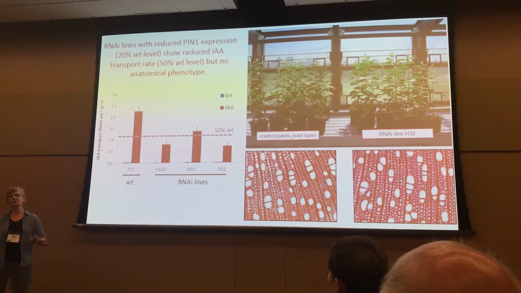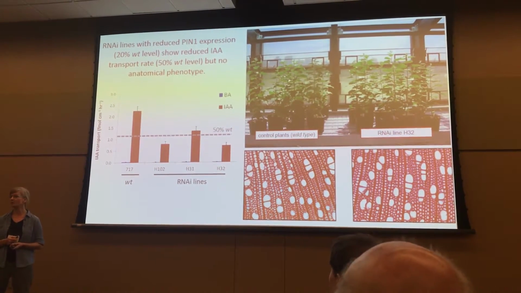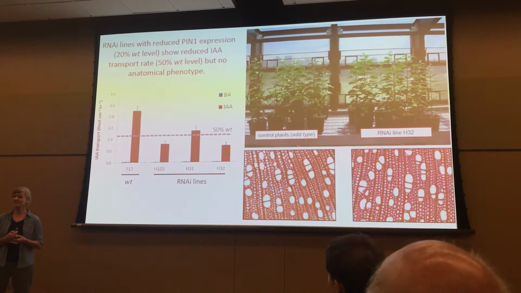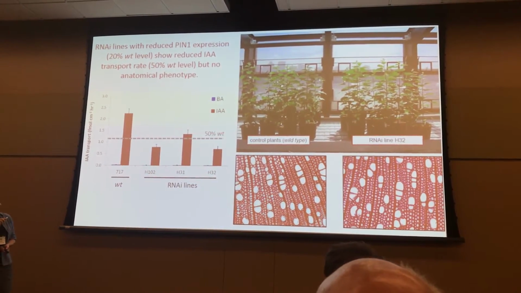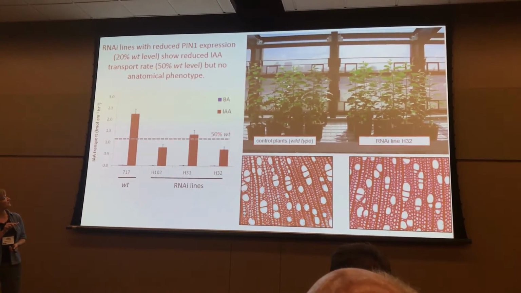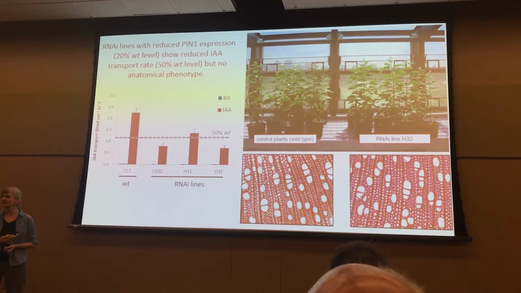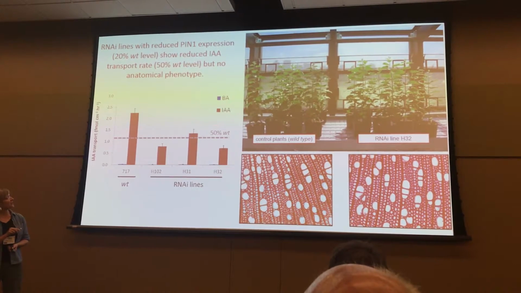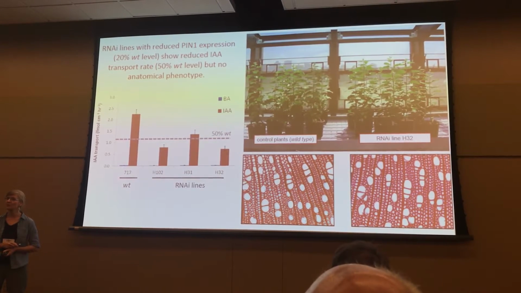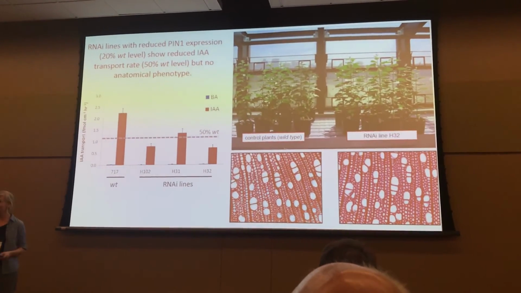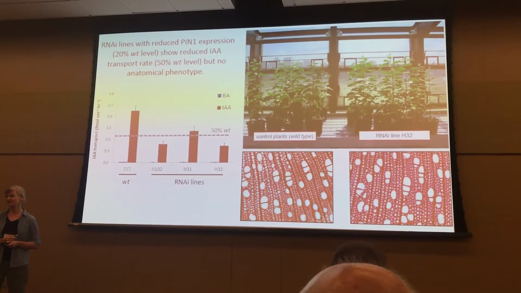Now you might argue, well, the other PINs might jump in and take over or supplement and bring transport rates back to normal. But in fact, there is a physiological phenotype in these plants. They have markedly reduced auxin transport rates. So this is the 50% mark of the wild type rate of transport. This is with a radio-labeled auxin transport assay. The 3 RNAi lines that I've been working with have around 50% reduction in transport rates. But they look totally normal. There's absolutely no morphological or anatomical phenotype to these guys.